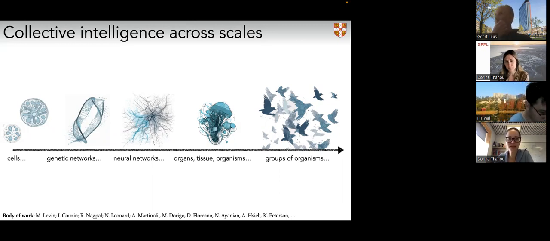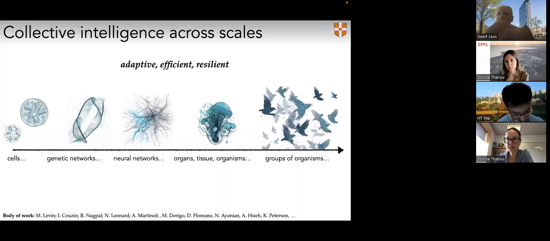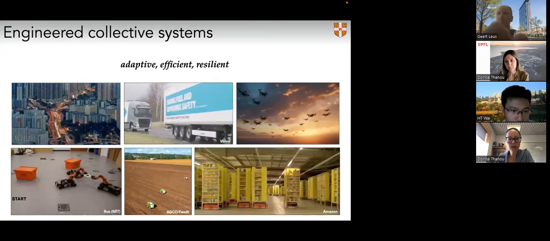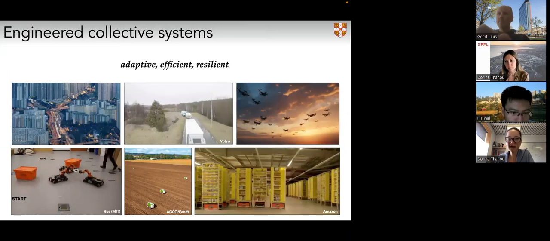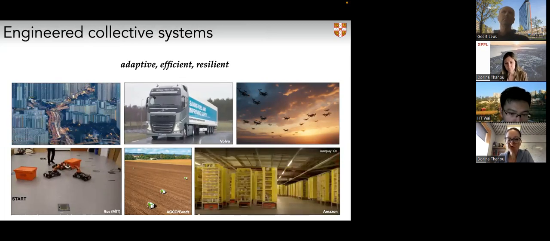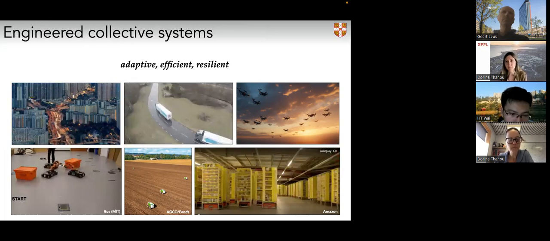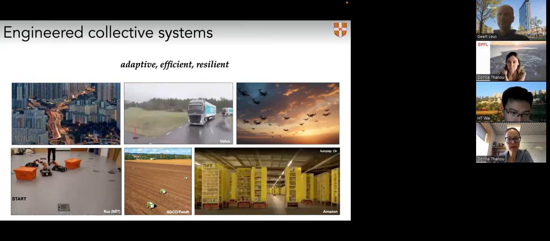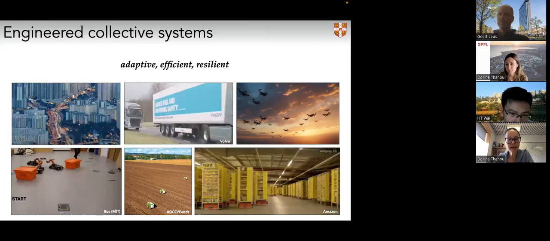One of the reasons why collective intelligence has captured our imagination for so long is because they're adaptive, they're resilient, and they're efficient. And all of this is achieved at relatively low cost in a somewhat emergent manner. It turns out that these qualities really matter as we progress to developing ever more complex engineered systems of embodied agents. For example, we're considering vehicles interacting with other vehicles, robots forming teams to solve hard problems that are spatially distributed. And these kinds of things are actually already happening.